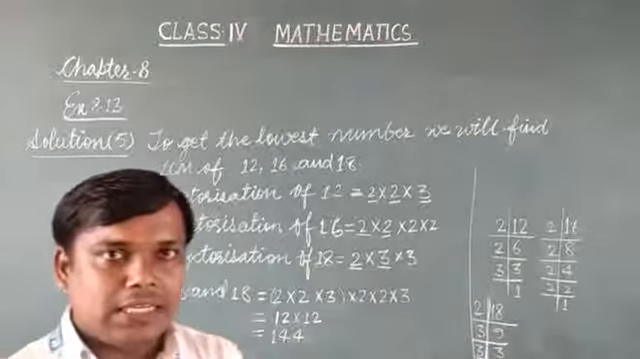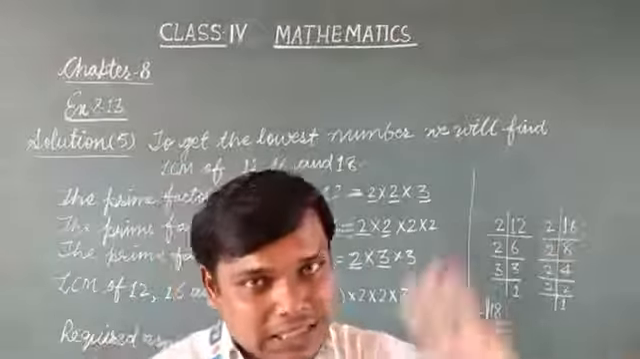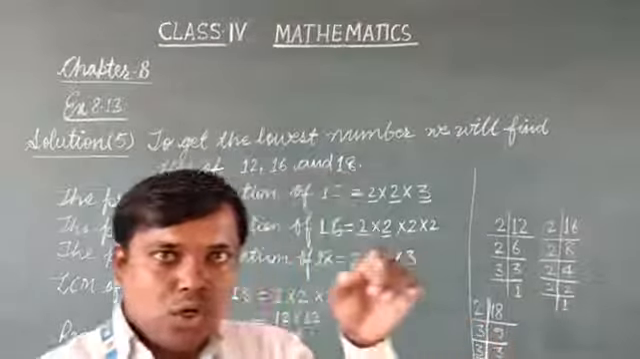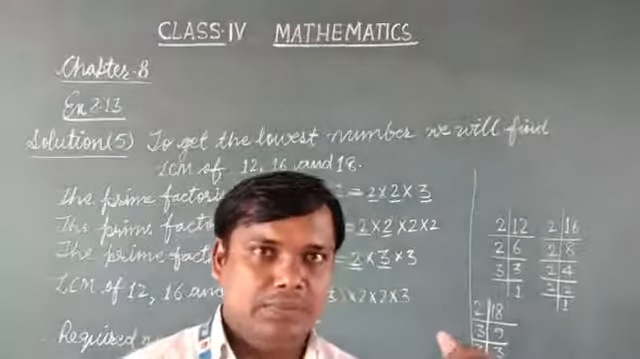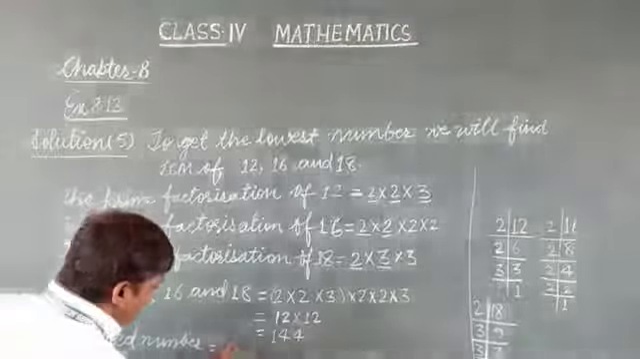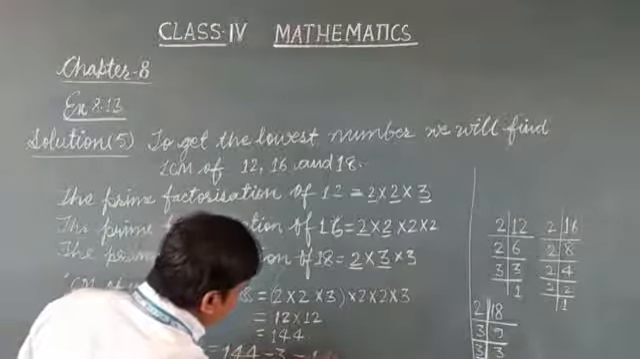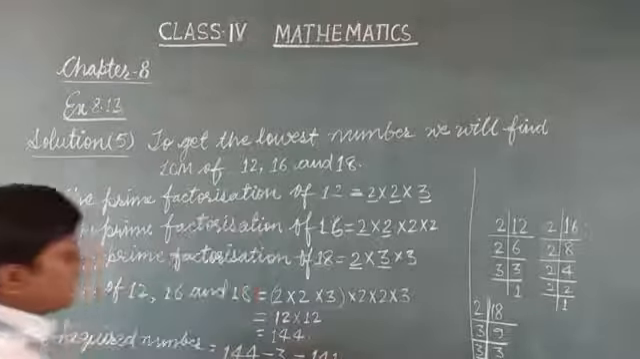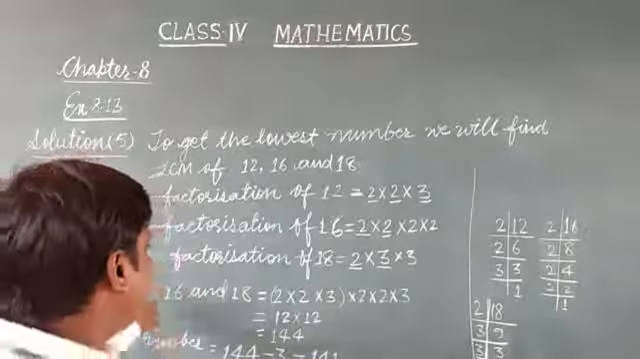Now in the question it is written that the lowest number that we have to find, which increased by 3, will be divisible by 12, 16 and 18. So to get the required number we will subtract 3 from the LCM. So the required number we will write 144 minus 3, which will be 141. Answer. So this is the required number to which when we add 3, then it will be divisible by 12, 16 and 18.